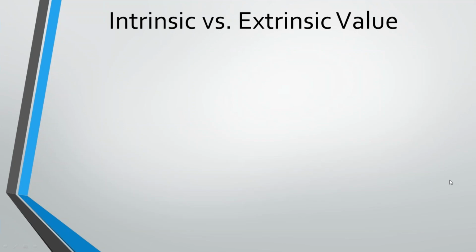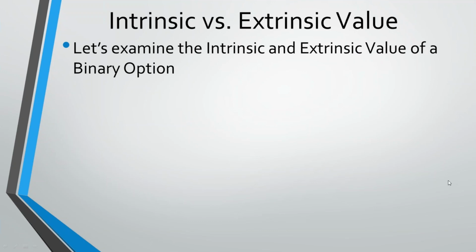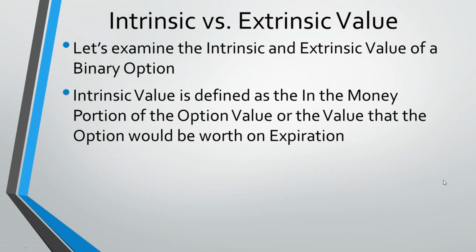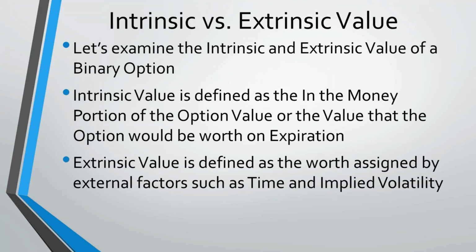Now, quickly, intrinsic versus extrinsic value. Let's examine the intrinsic and extrinsic value of a binary option. Intrinsic value is defined as the in-the-money portion of the option value, or the value that the option would be worth on expiration. Extrinsic value is defined as the worth assigned by external factors, such as time and implied volatility.